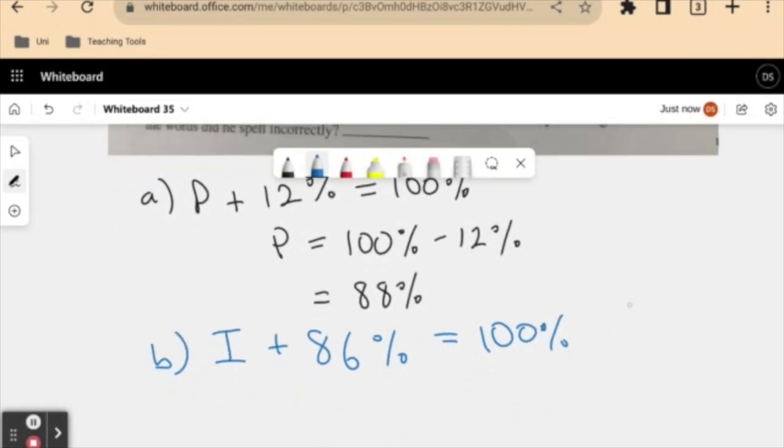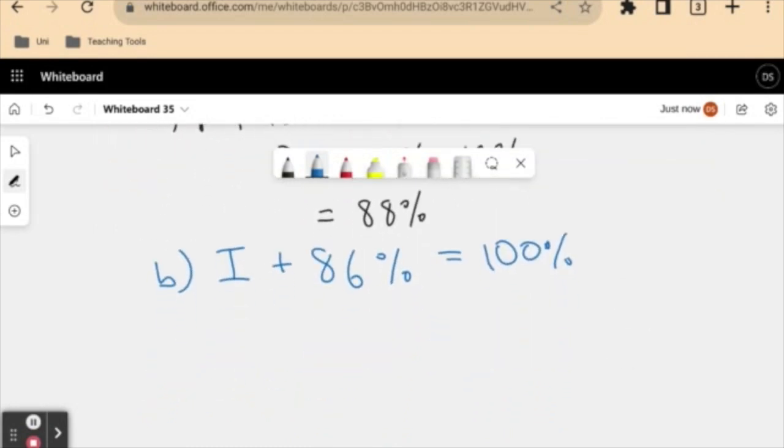And we have the incorrect answers plus the 86% that he got correct give us the whole, our 100%. So what would be our percentage of incorrect ones? Well, we can once again say that that is 100% minus 86%. And we are going to end up with 14% here.